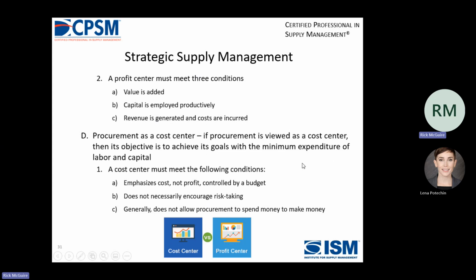If procurement is viewed as a cost center, which is what Packard views procurement as, then its objective is to achieve its goals with the minimum expenditure of labor and capital. A cost center emphasizes cost, not profit. It's controlled by a budget. It does not necessarily encourage risk-taking. Packard's a pretty conservative company anyway, so it generally does not allow procurement to spend money to make money. The only things procurement buys in its budget are personnel, office furniture, and travel.